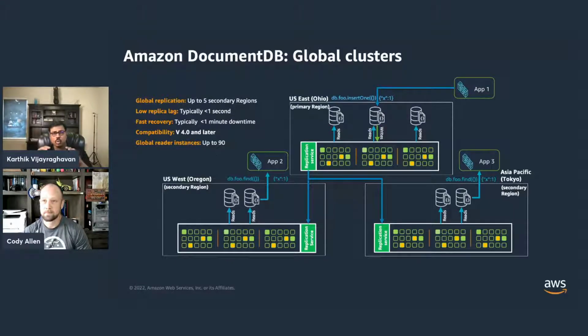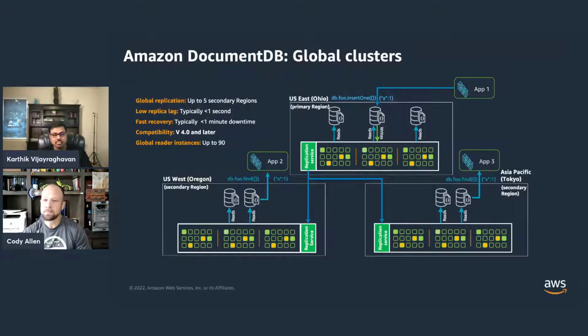Again, just like what we discussed in the previous slide about the tasks being offloaded to the storage volume, of which replication was one, even with global clusters, replication, I'm talking about cross-region replication, is offloaded to the storage layer as well. And also even better, this is a physical replication from the storage layer of, in this case, Ohio or the primary region, to the storage layer of the secondary regions.